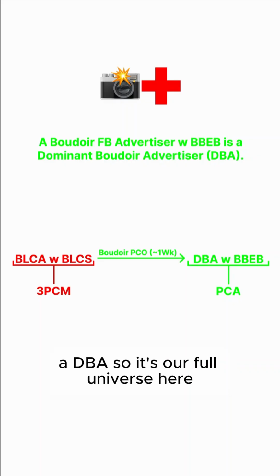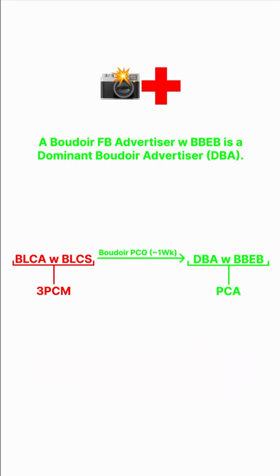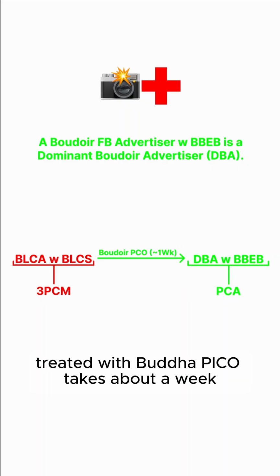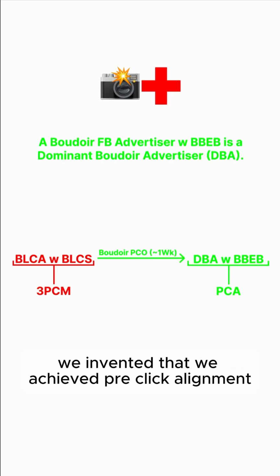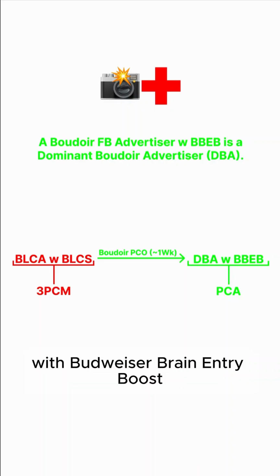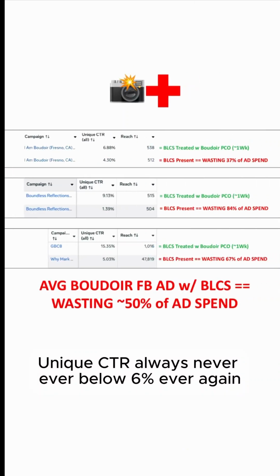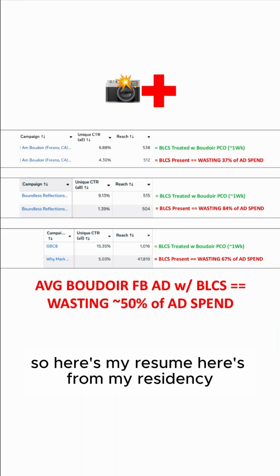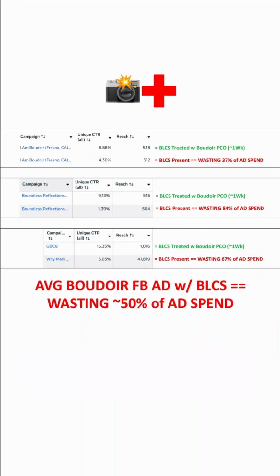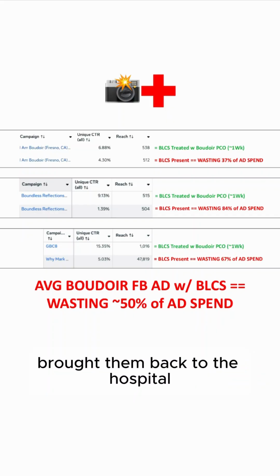So it's our full universe here. A BLCA with BLCS is caused by the three pre-click mistakes. Treated with Boudoir Pico, it takes about a week. We invented that. We achieved pre-click alignment, and we are now a dominant Boudoir advertiser with Boudoir brain entry boost. Unique CTR all never ever below 6% ever again. So here's my resume. Here's from my residency. Went out there, found some Boudoir Facebook ads, brought them back to the hospital.